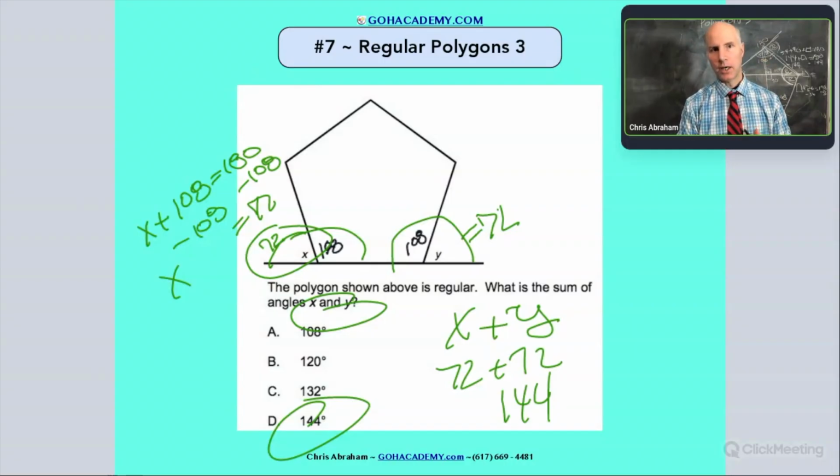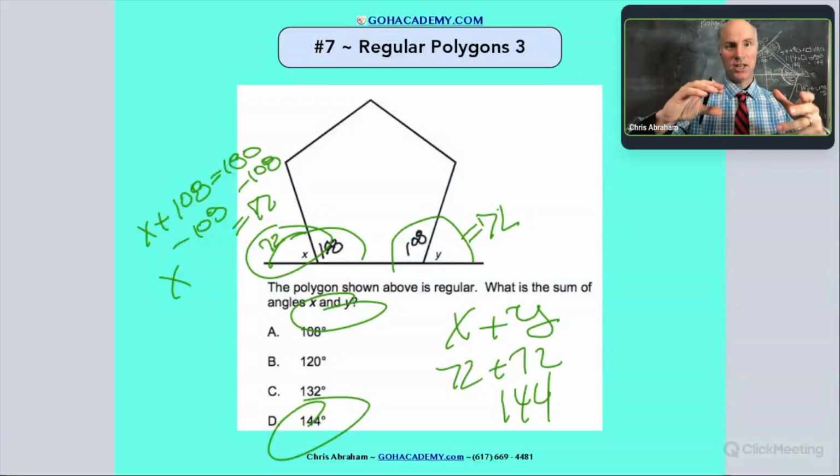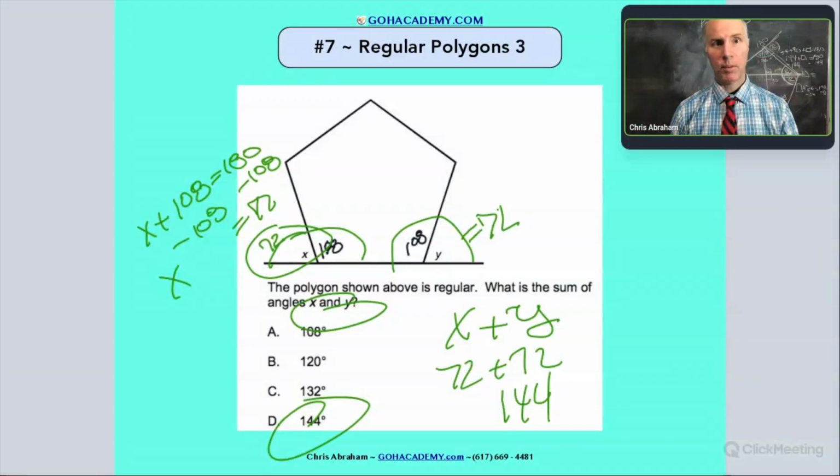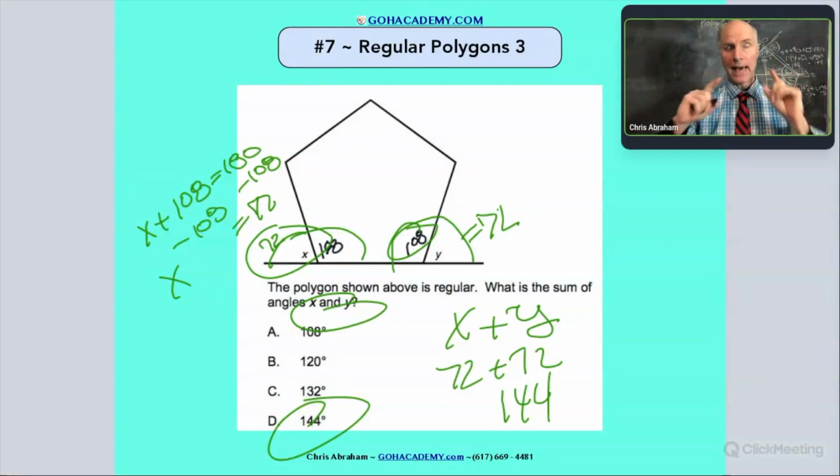Look at the math that's going on in this problem. We have an awareness of regular polygons. We need to know the interior angle of a regular polygon, for a pentagon, which is 108. All these angles are 108, right? We use the supplementary angle rule. So a whole bunch of math going on in this one problem. Now let's look at it one more time.